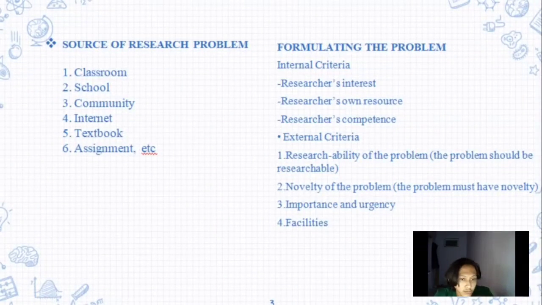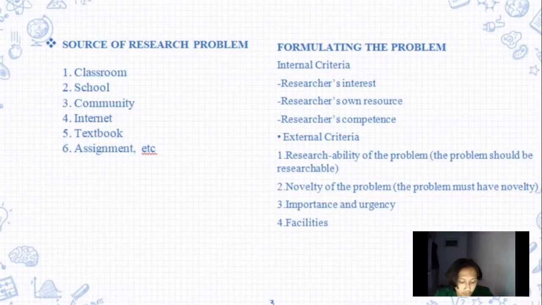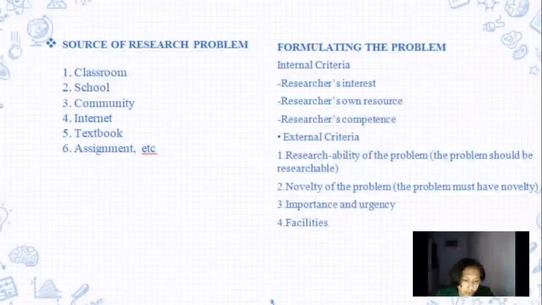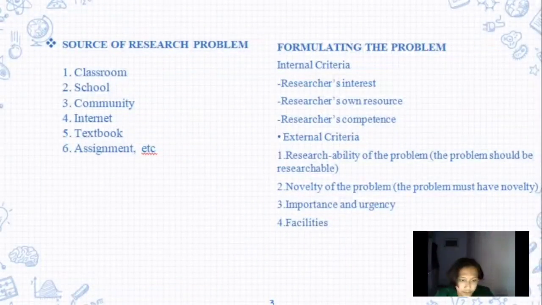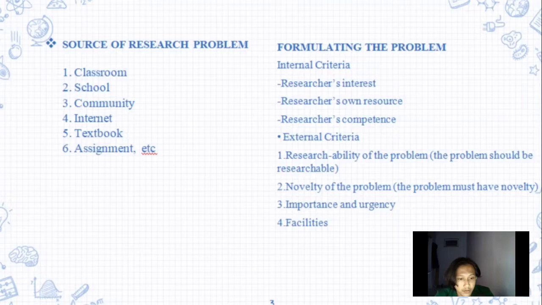For the internal criteria, the first is researcher interest. When you want to have a research, it is easier if you have an interest in what you are researching, so it will not be a problem. The next one, research by other researchers. There are so many researches out there that we can find. The third one, researcher's competence.